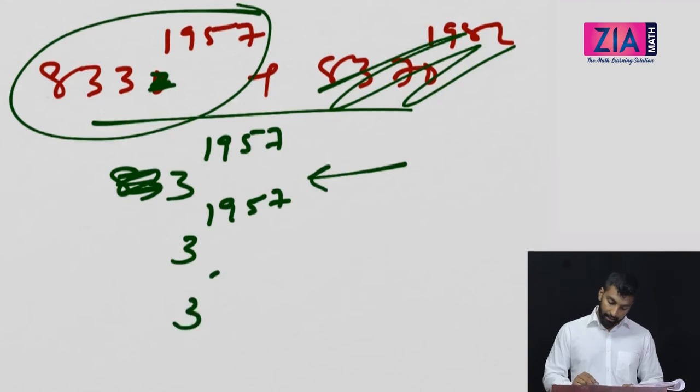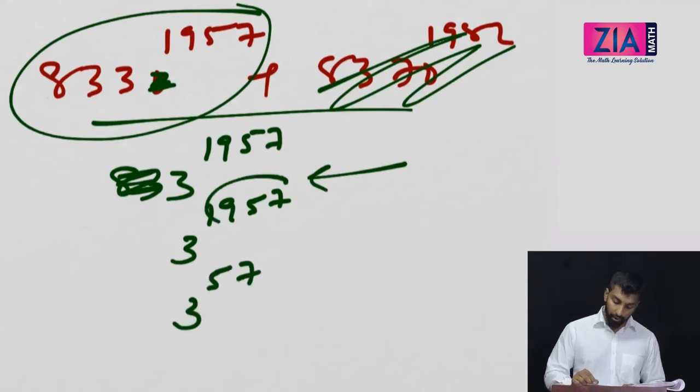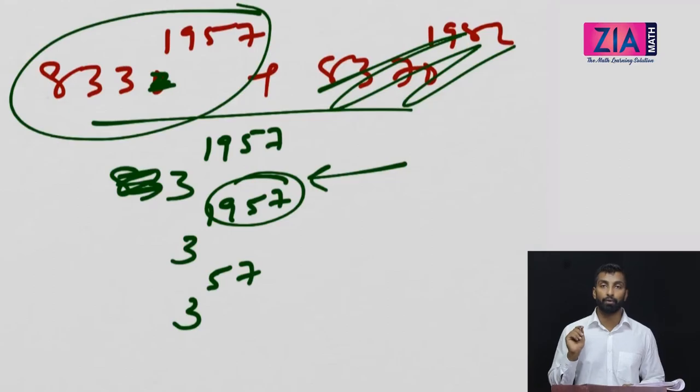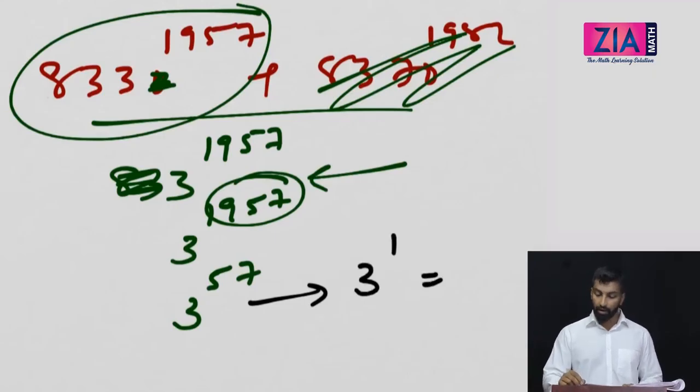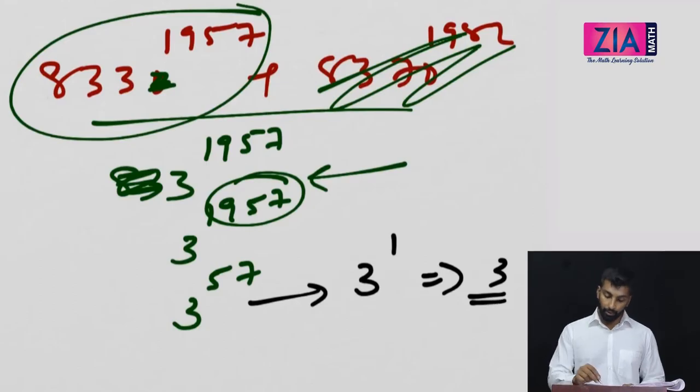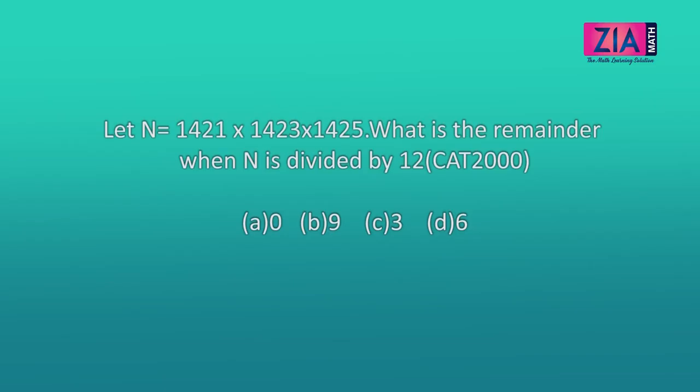Now you can write it as 3 raised to 57 because you need to divide this number by 4, so you are applying the divisibility of 4. When you apply the divisibility of 4 and write it as 3 raised to 57, and when you divide by 4 and see the remainder, you will convert it to 3 raised to 1, and your answer is 3. So the answer for this question is 3.